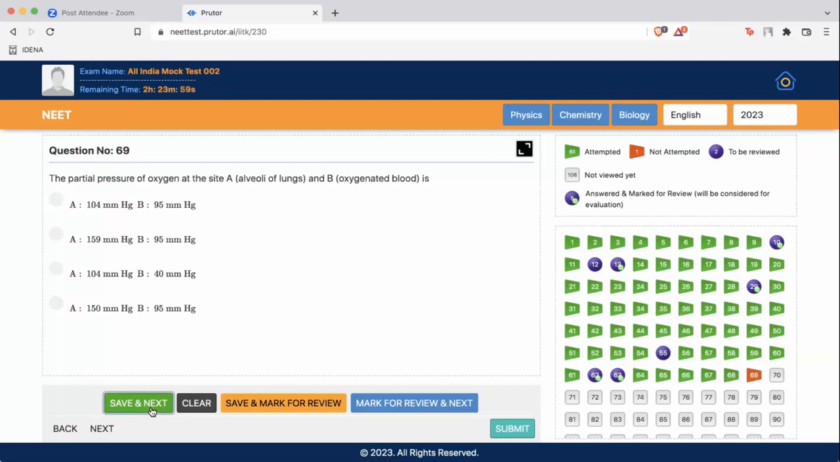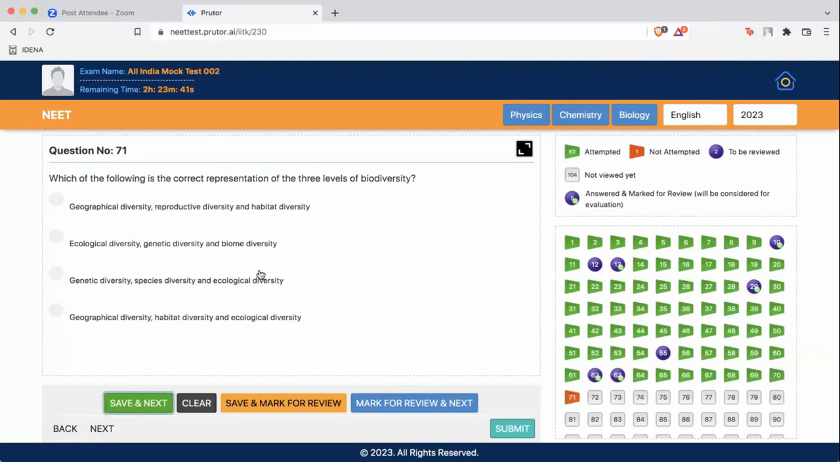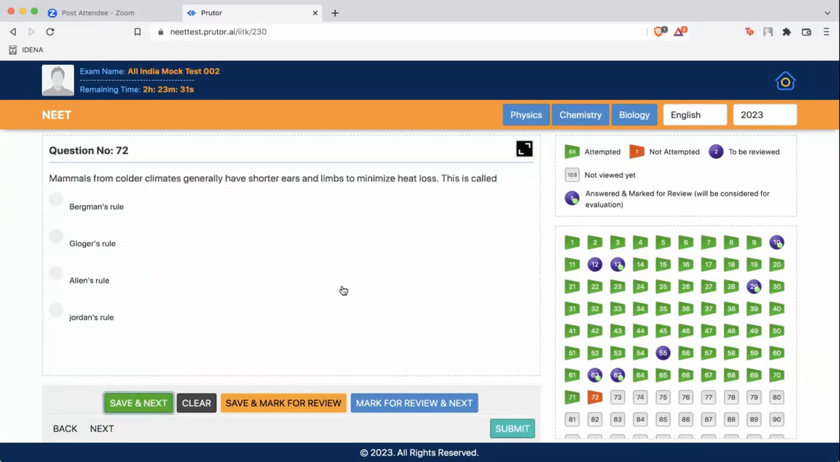The partial pressure at the site, alveoli of lung. Okay, so alveoli of lungs, pO2 is 104, oxygen of lungs is 95. Which of the following structures does not have cartilage? Trachea has cartilage rings. Everything except for the terminal bronchiole. Which of the following is the correct representation of the three levels of biodiversity? Genetic diversity, species diversity, and ecological diversity. Mammals from colder climates generally have shorter limbs; this is an example of Allen's rule. Glisson's capsule forms the covering of the liver.